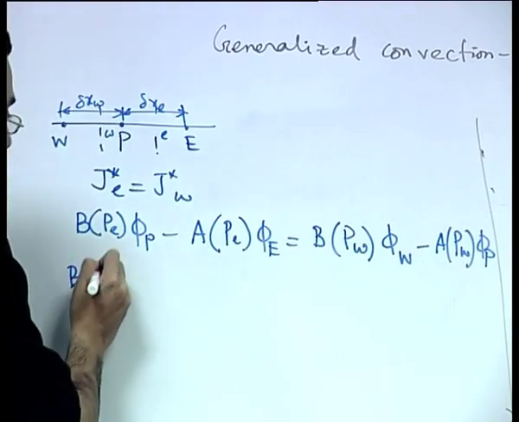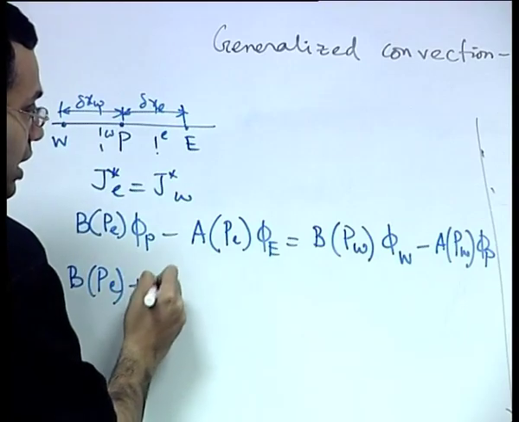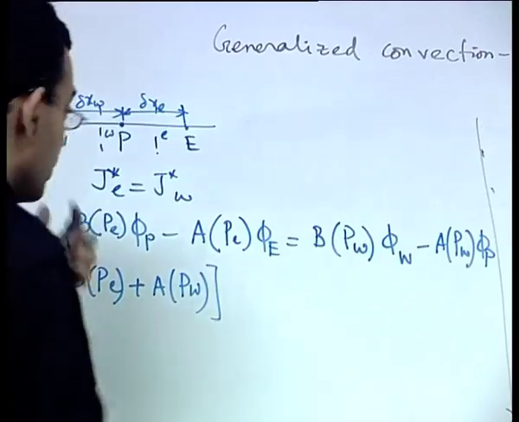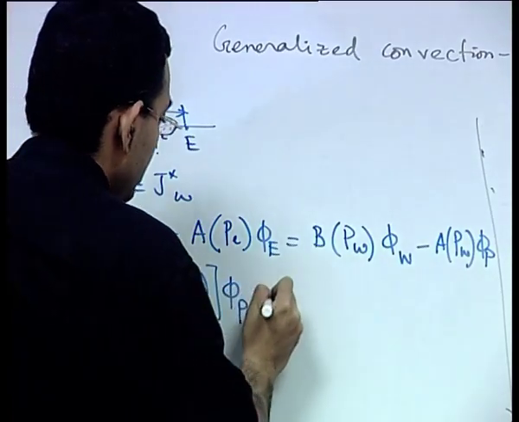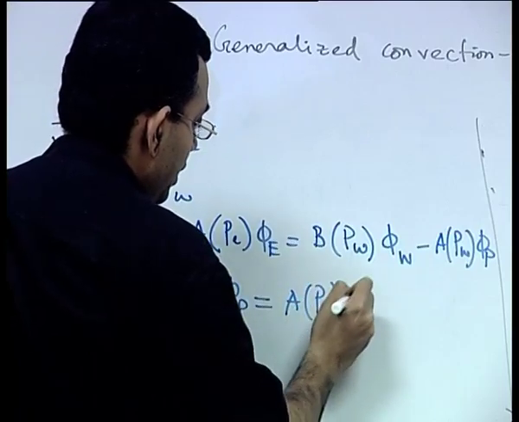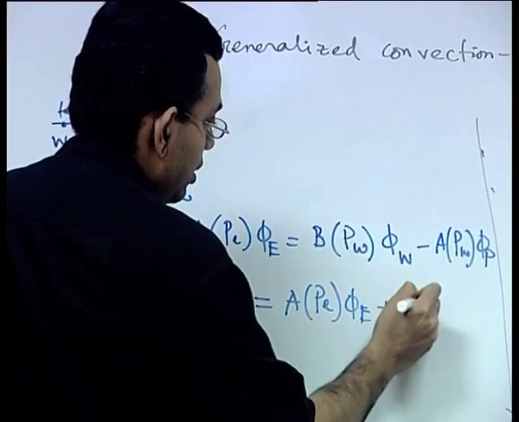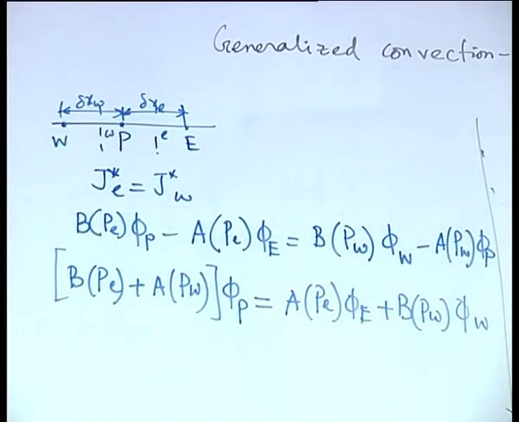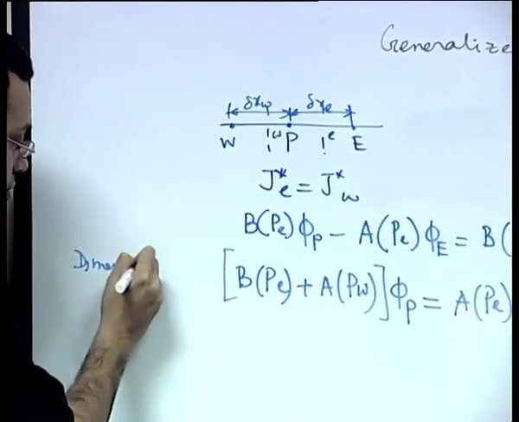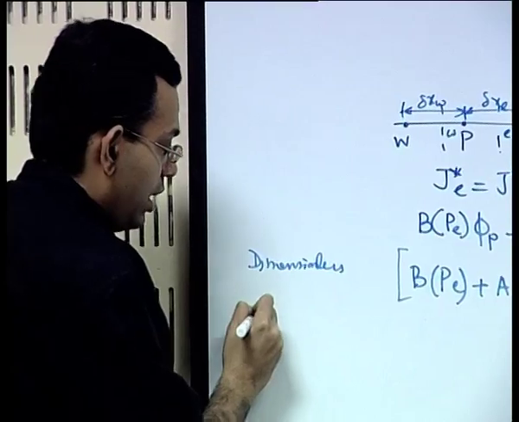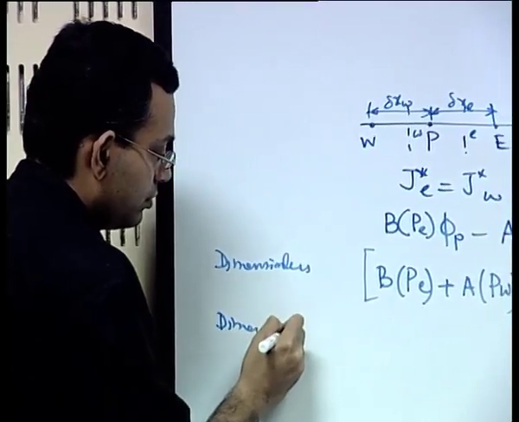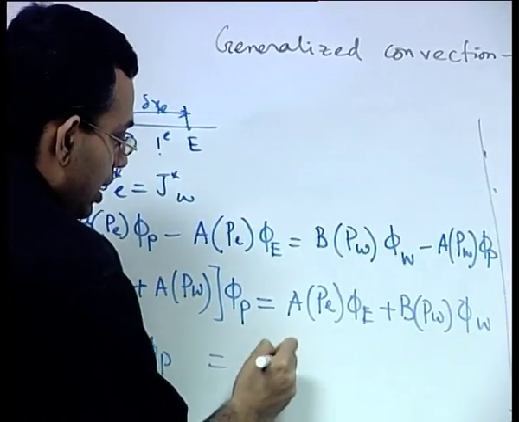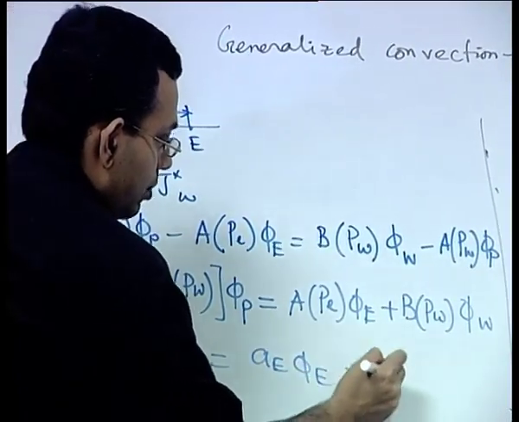So BPE plus APW phi P is equal to APE phi E plus BPW phi W. This is the dimensionless form. Dimensional form: AP phi P is equal to AE phi E plus AW phi W.